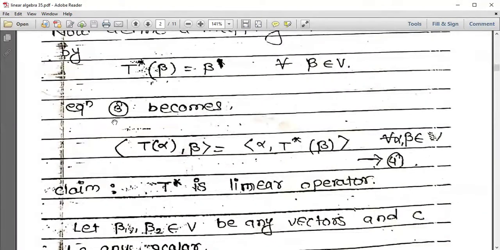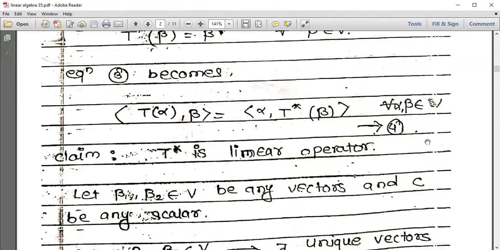Hence, equation 3 becomes the inner product of T of alpha with beta is equal to the inner product of alpha with T star of beta, for all alpha, beta belonging to V. Let us call this equation number 4. Now we claim that this T star is a linear operator. We have to prove that T star is a linear operator.